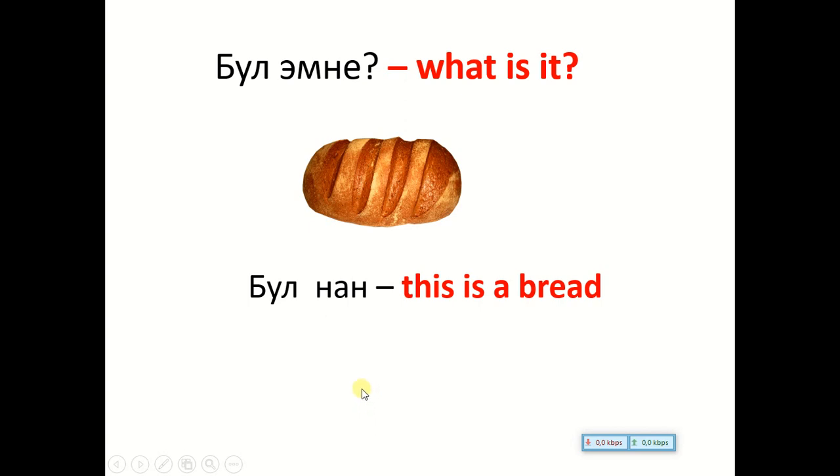Okay, we will learn to make up questions in the Kyrgyz language. Bu emne. What is it? Bu nan. This is a bread. We will repeat once more. Bu emne. What is it? Bu nan. This is a bread.